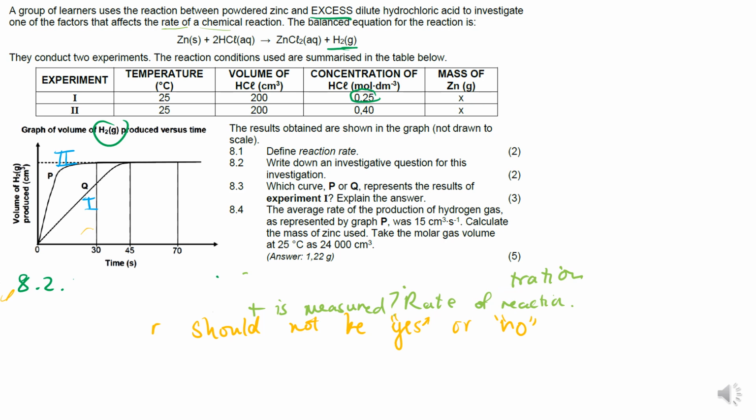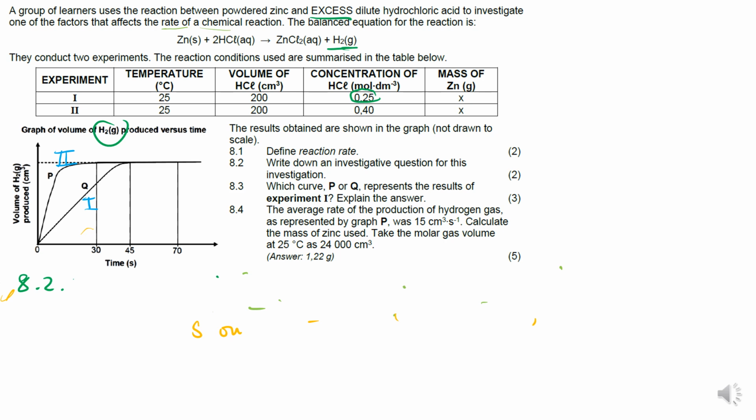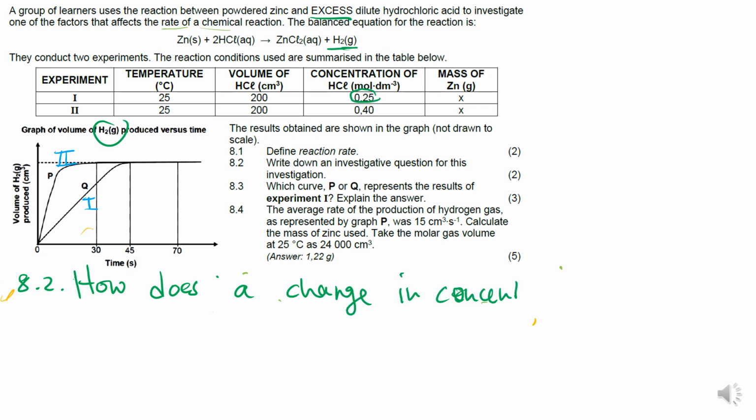And then moving on to number 8.3, which we've already answered because we analyzed our information, always analyze before. We've already answered that. So let me write this down. How does a change in concentration affect the rate of the reaction? Right? Moving on to number 8.3.